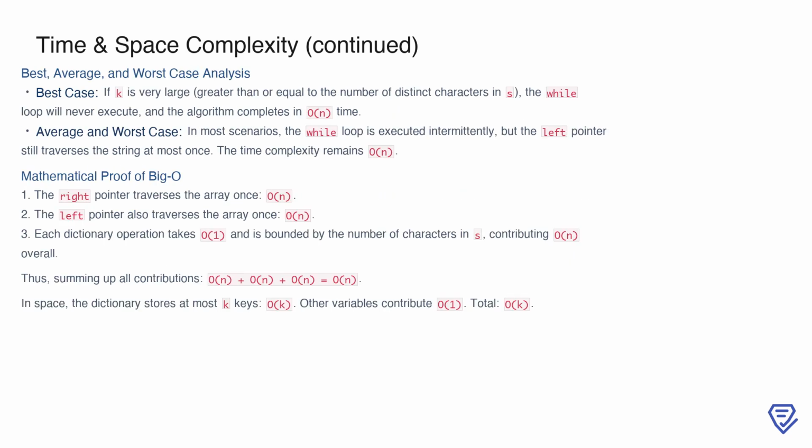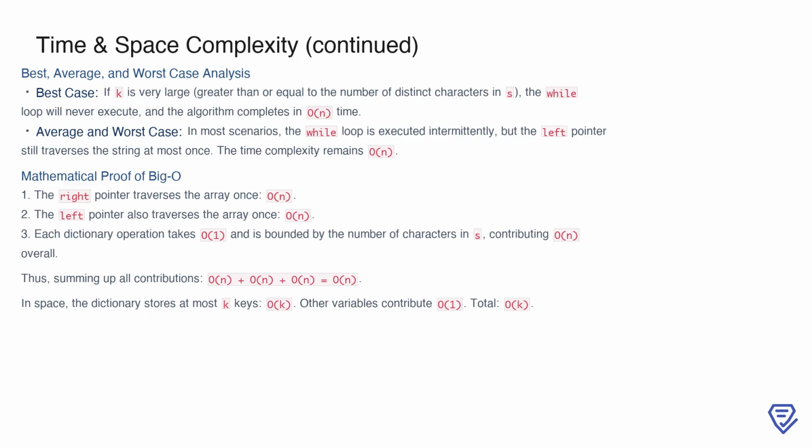When analyzing the best, average, and worst cases, we find that the time complexity remains O(n) in all scenarios. In the best case, if k is greater than or equal to the number of distinct characters in the string, the while loop never executes, and the algorithm completes with just a single traversal of the string. In the average and worst cases, the while loop executes intermittently, but the left pointer still only traverses each character once, ensuring no extra overhead.